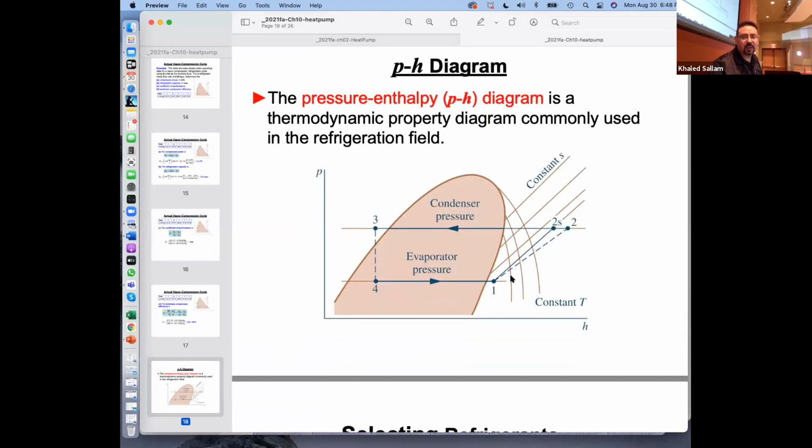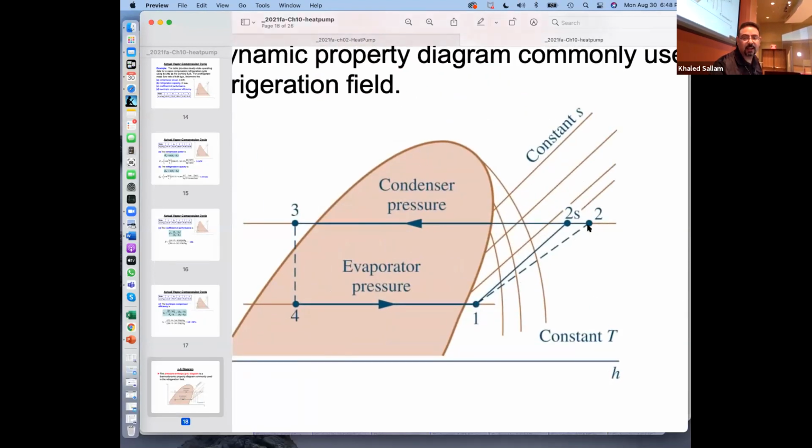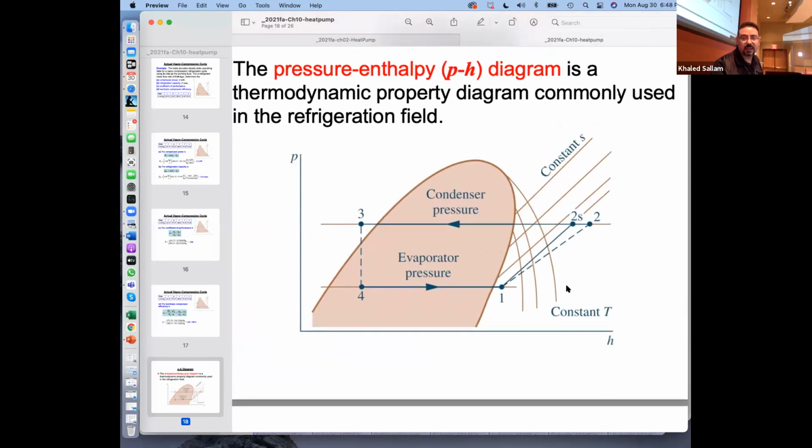So you see how 1 goes to 2S, those lines are constant S. Okay. And the actual one will go a little bit more to the right. Make sense? Constant S. And look at the constant temperature. So if a compressor goes isothermal, you will actually go like this. That's isothermal.